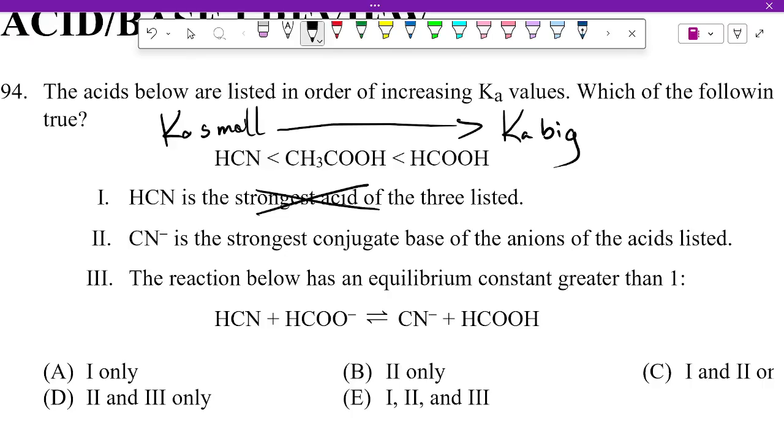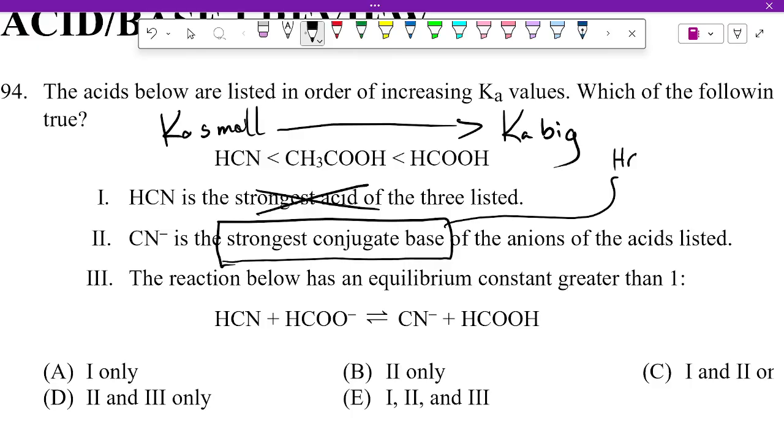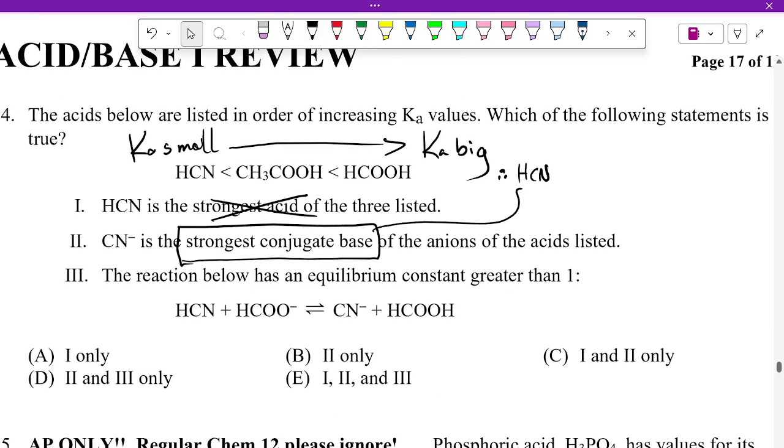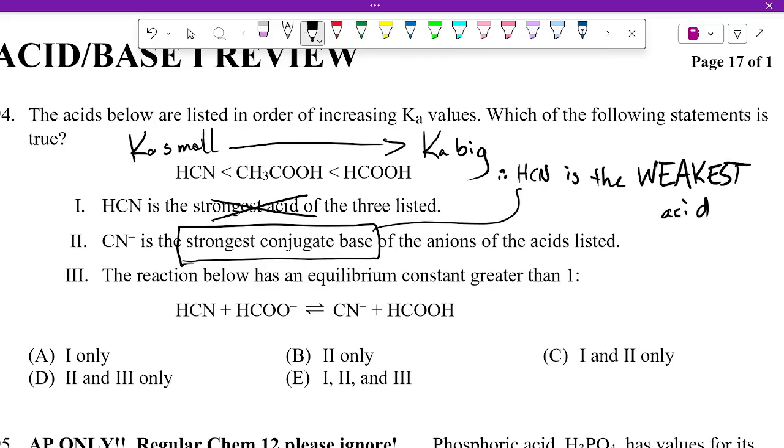Is CN minus the strongest conjugate base? Well, if it was the strongest conjugate base, that would mean that HCN was what in terms of the acids? Does the strongest acid have the strongest conjugate base? No. HCN is the weakest acid. Yes, because the stronger the base, the weaker the conjugate acid, and vice versa.